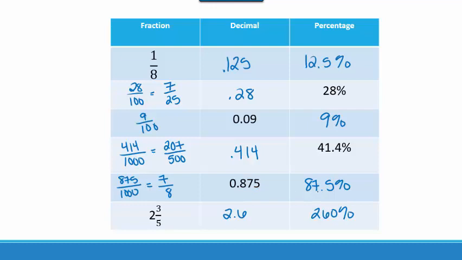Again, move it 2 places to the right would be 87.5%, and then this is 875 over 1,000, which reduces to 7/8. And this one, I would do the 3 divided by 5, which is 0.6. So 2.6, moving that decimal 2 places to the right gives you 260%.